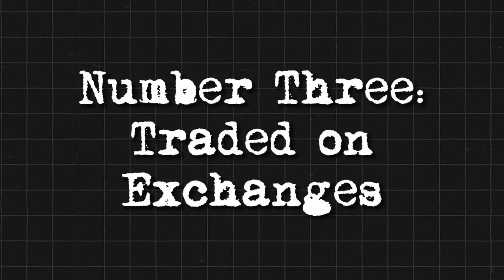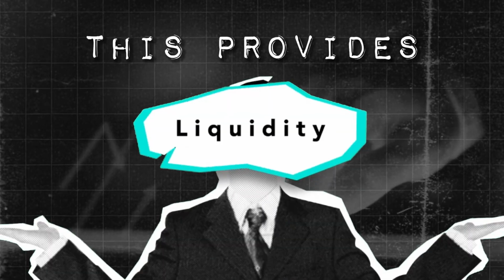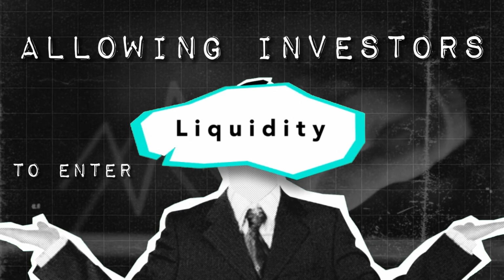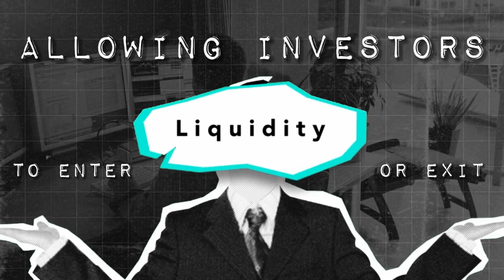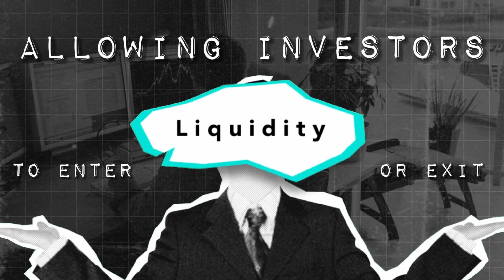3, traded on exchanges. ETFs are bought and sold on stock exchanges throughout the trading day, just like individual stocks. This provides liquidity, allowing investors to enter or exit positions at market prices during trading hours.